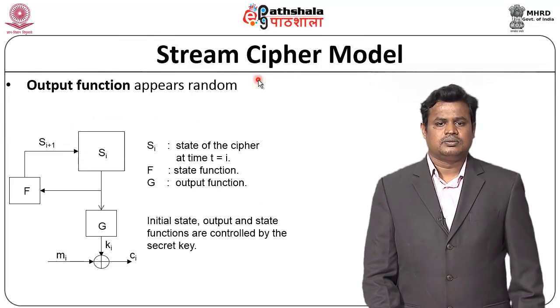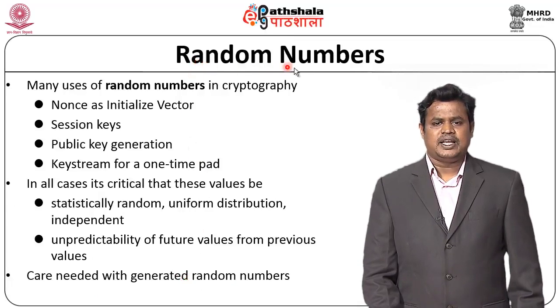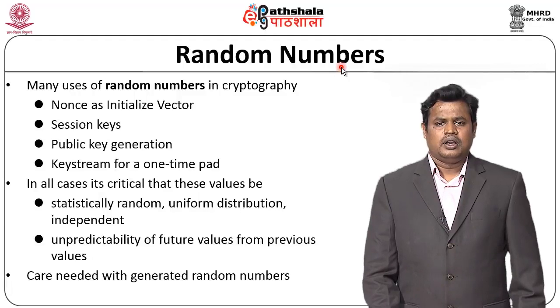We already discussed this in the stream cipher, where it will have one state function, another one is your output function, and all the states of the receiver at a time are stored in the state. Based on that, the output is generated in the stream cipher model. So, what is this random number? Because this plays an important role in the stream cipher. We need to understand random numbers before we proceed with the RC4 algorithm.